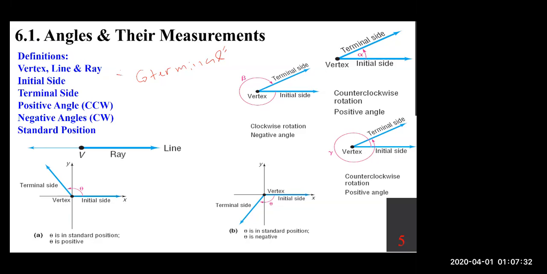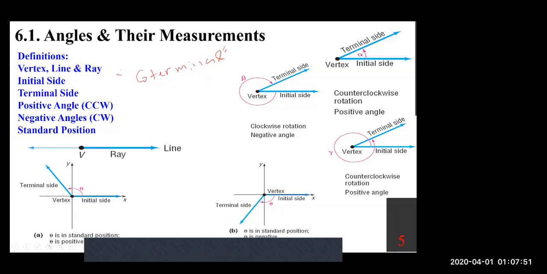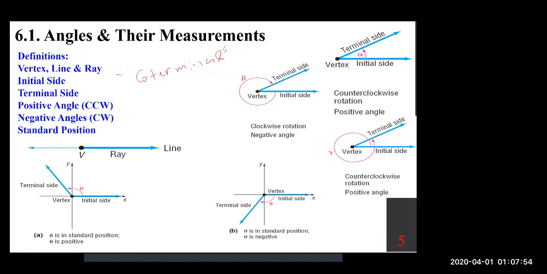If you look at part A, it's positive. If you look at part B, it's negative. Nevertheless, look at the initial side and its location. All right. I hope this page is fairly straightforward, class.